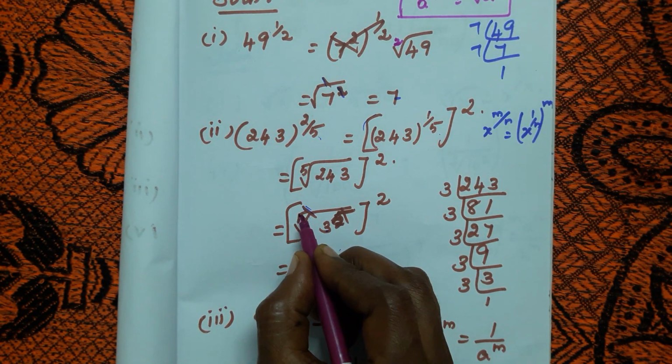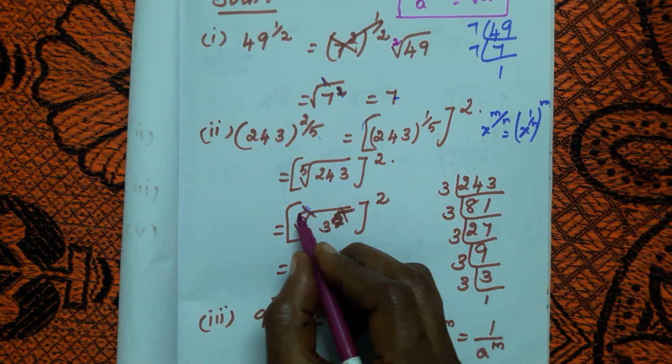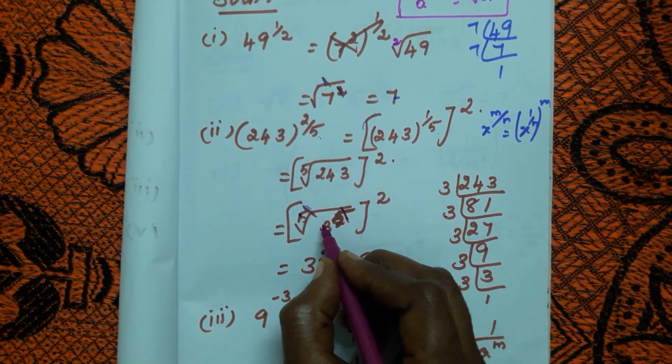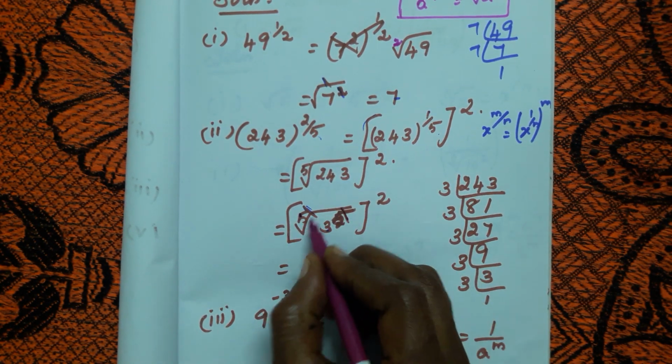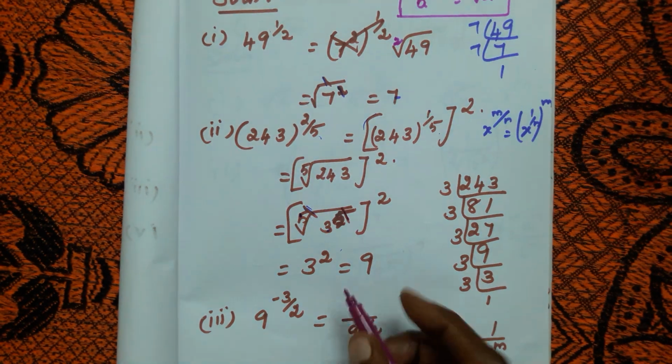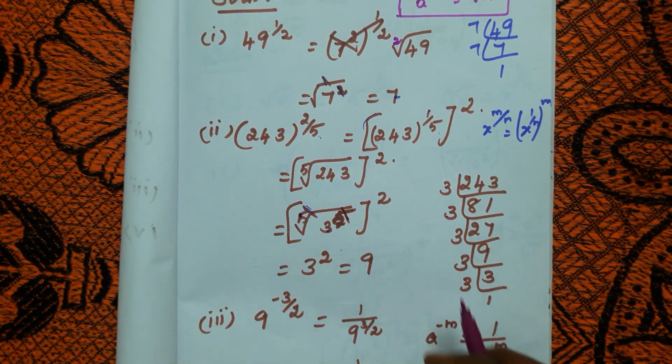Now the index, the order, as well as the power are the same. So we can cancel this and we can write 3. 3 square. Fifth root of 3 power 5 whole square is equal to 3 square, which is equal to 9.